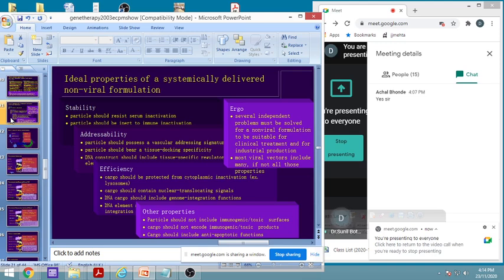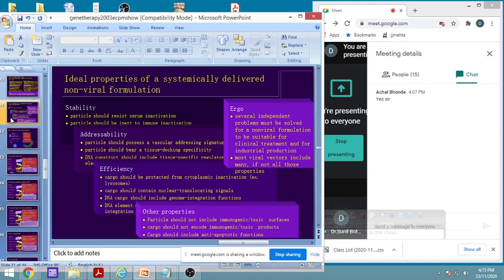Particles should bear tissue-specific targeting of DNA. The construct should include tissue-specific regulation. Efficiency: it should be able to deliver whatsoever DNA is there at a particular site and activate it. Cargo means the DNA load; it should contain nuclear translocation signals, it should include genome integration functions, and accordingly it should get integrated and expressed.